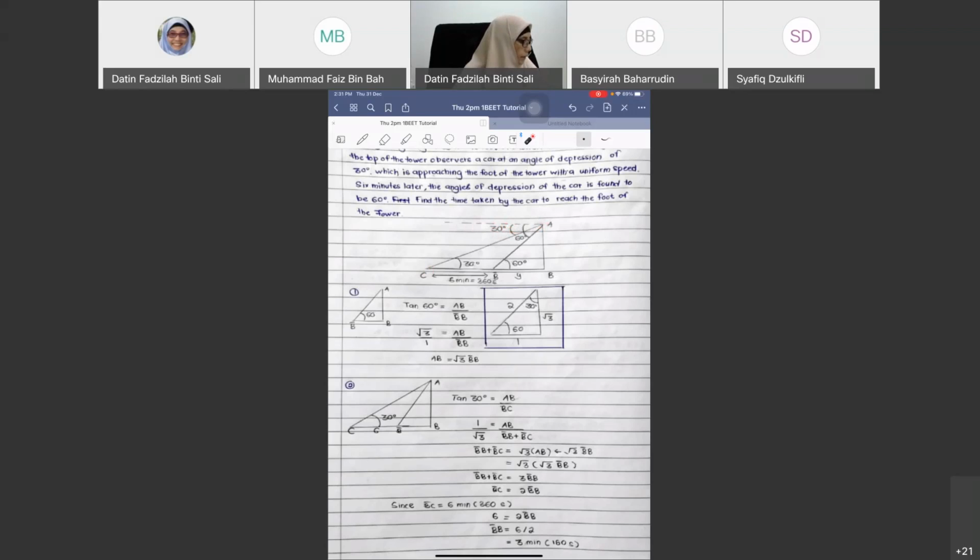And then 6 minutes later, the angle of depression of the car is found to be 60 degrees. So after 6 minutes, at this point, the angle of depression is 60 degrees. Then find the time taken by the car to reach the foot. That means find the time taken going from here to here.